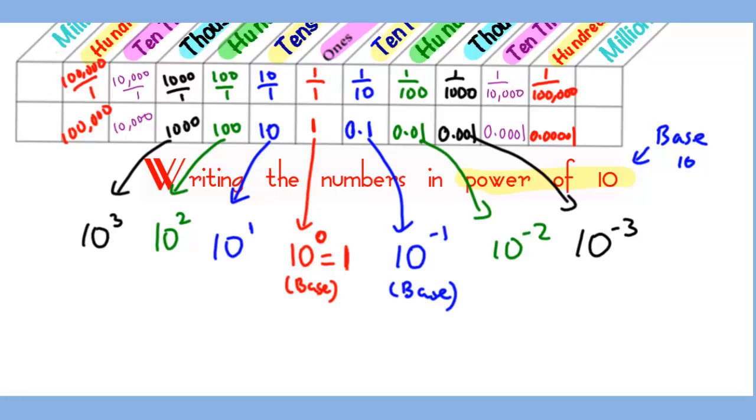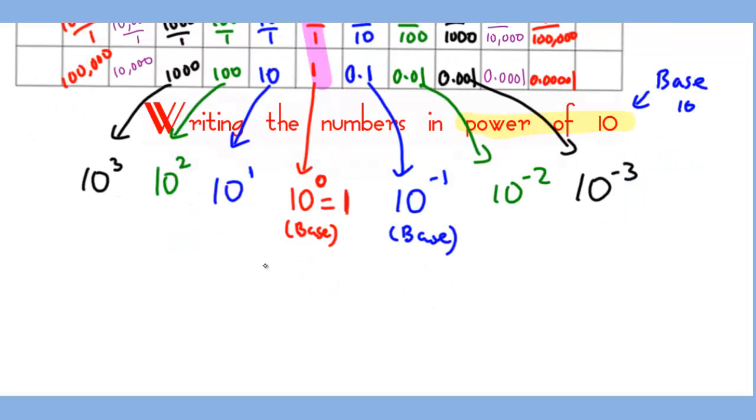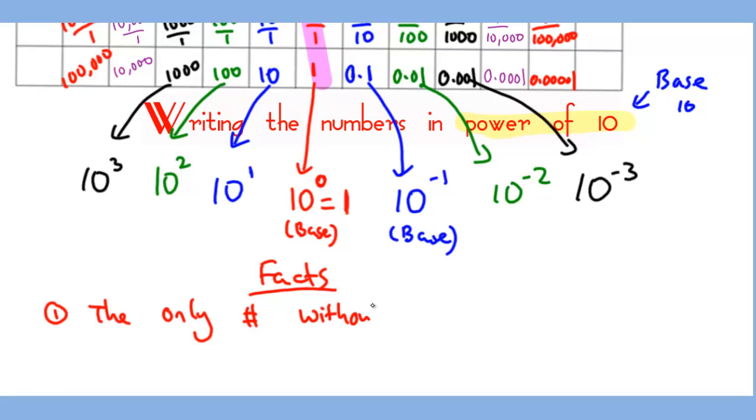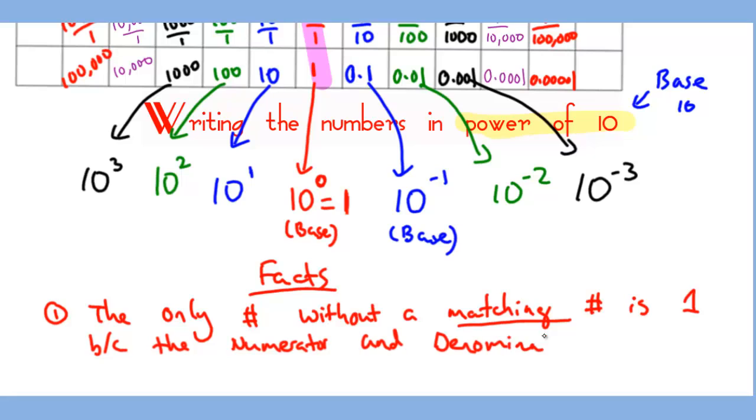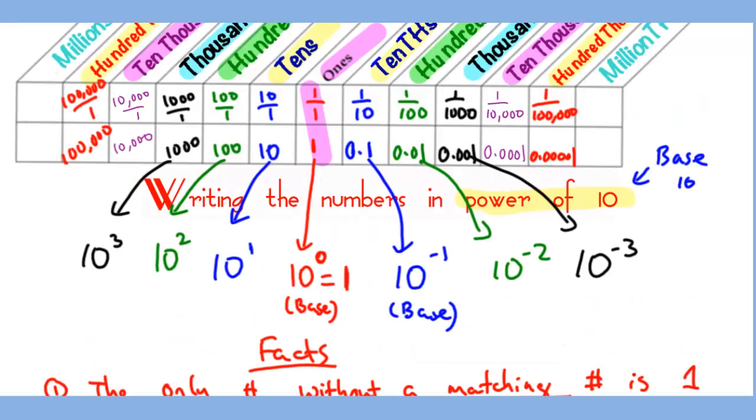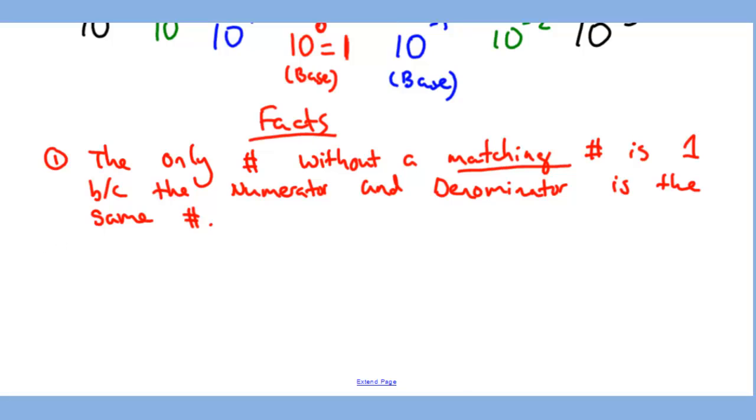There are a few things that I want to write up on this slide. The first thing is that the only thing that does not have a matching place value on this list is the ones, because the numerator and denominator in this case are the same number. The second fact is that place values do not follow the number line format: the number on the left is actually bigger compared to the number on the right, which is smaller. So let's write this down.